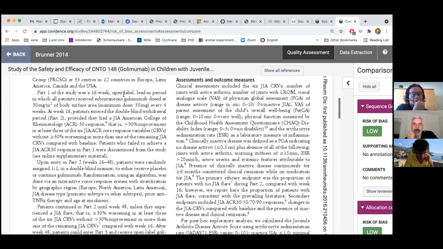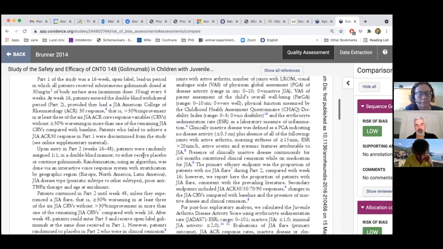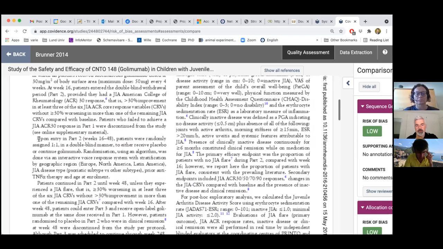For the 16-week open label lead-in period, all patients receive golimumab. And then at week 16, patients entered the double-blind withdrawal period, which is part 2. And then in part 2, randomization was to either placebo or to continue golimumab. So I think it is fine. Because for us, the most relevant part is part 2, when the patients, the children, are randomized to our drug or to placebo, right? So it's important, this information before. So we are happy.